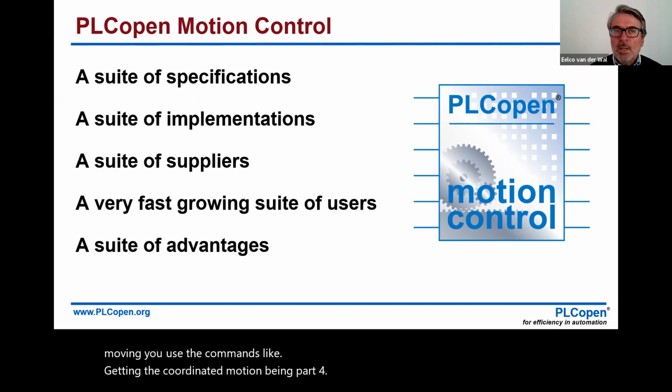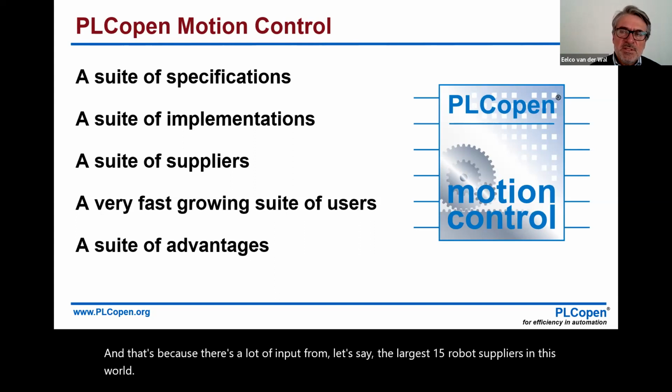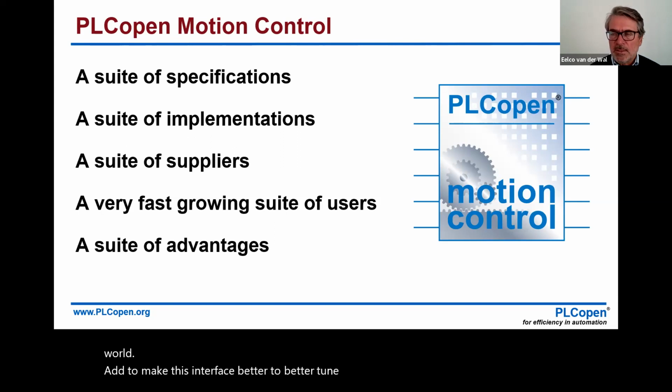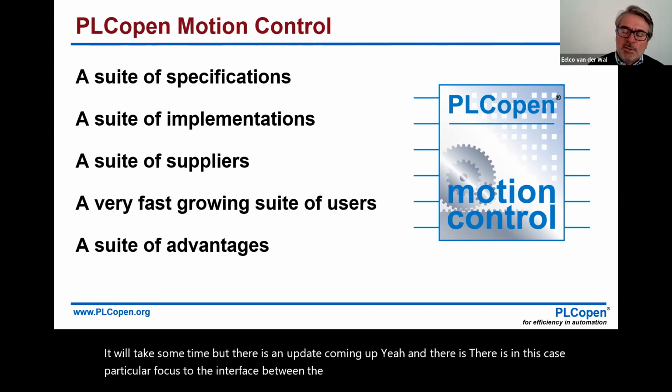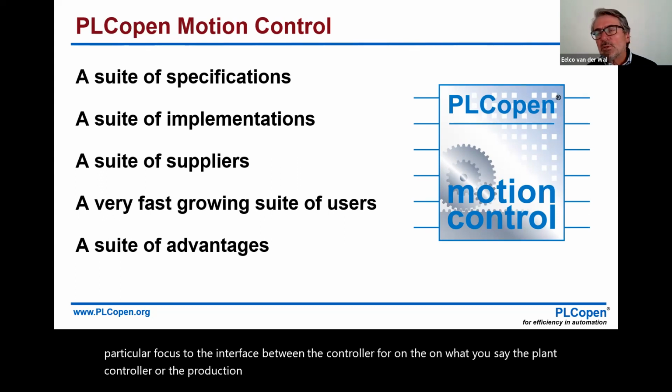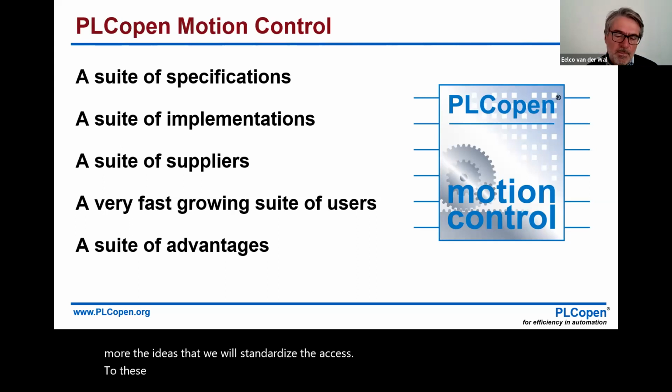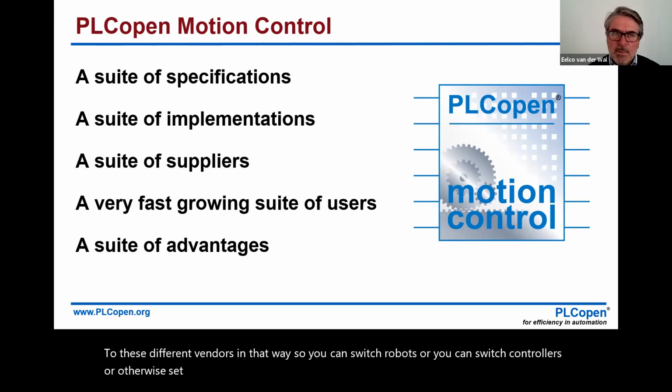4. We are now working on that one to extend it. That's because there's a lot of input from, let's say, the largest 15 robot suppliers in this world to make this interface better, to better tune to their world. So you will see, it will take some time, but there is an update coming up. In this case, the particular focus is the interface between the controller, the plant controller or the production line controller, and the robot controller. There can be one or more. The idea is that we will standardize the access to these different vendors, so you can switch robots or you can switch controllers, or otherwise said, you can integrate them much easier from that perspective.